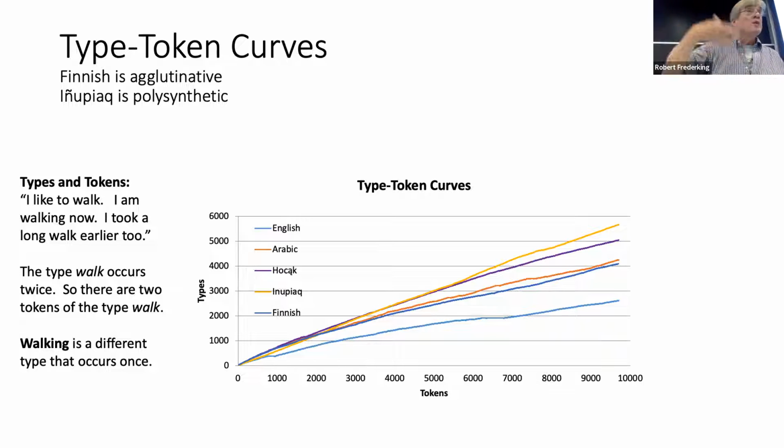And so as you get more and more text, you just keep getting more surface forms. You just keep seeing lots of new surface forms. Whereas languages like English or Mandarin, it flattens out very quickly. And then the other ones are kind of in between. So this graph just shows that, right? So the ratio of tokens to types can tell you what kind of language it is.